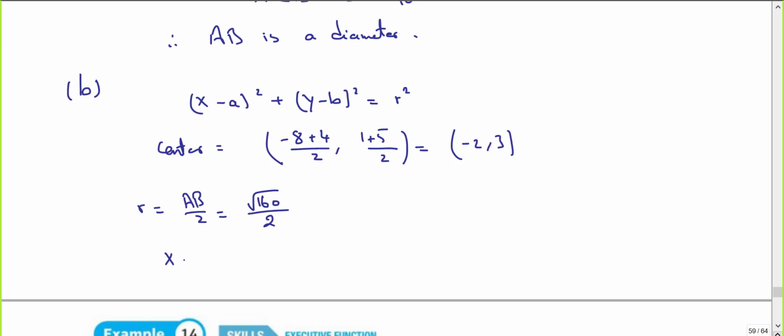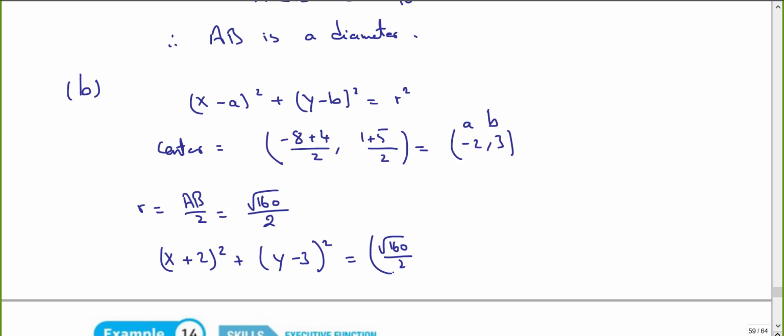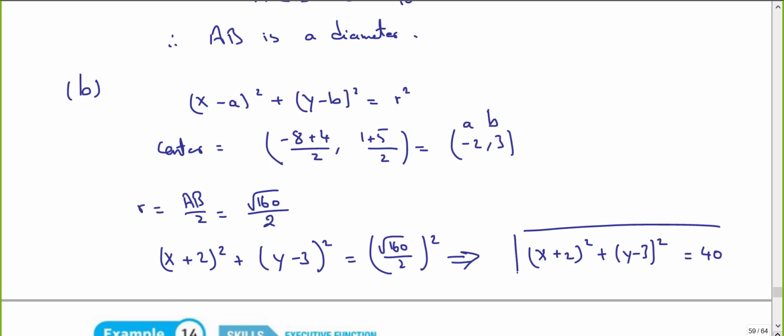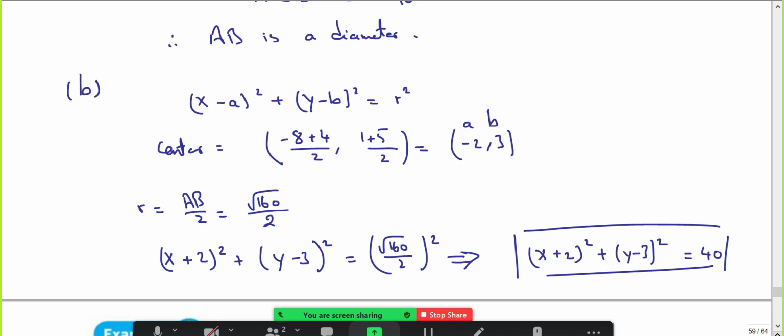X minus minus 2, that's plus 2 squared. Y minus 3, because this is A and B. Power 2 equal R squared. So equals, put root 160, divide 2, all power 2. When you square a root, the root is cancelled. So it's 160 divide 4 because you also square 2. So 160 divide 4, that's 40. So the equation will equal 40. Is it clear, Adam? Yes, sir.